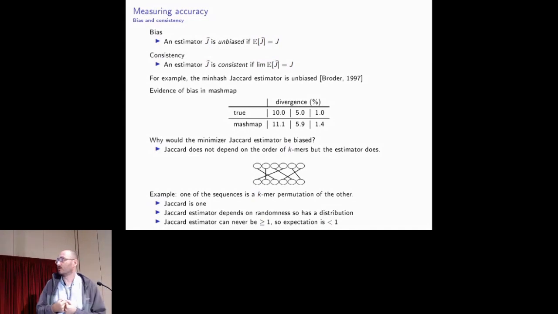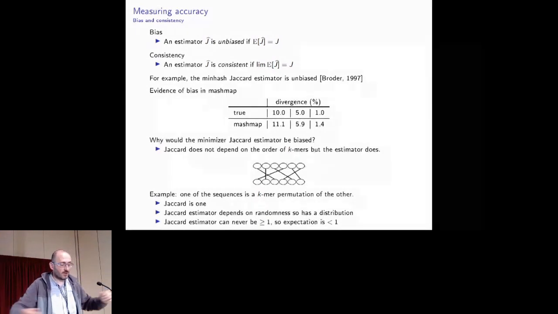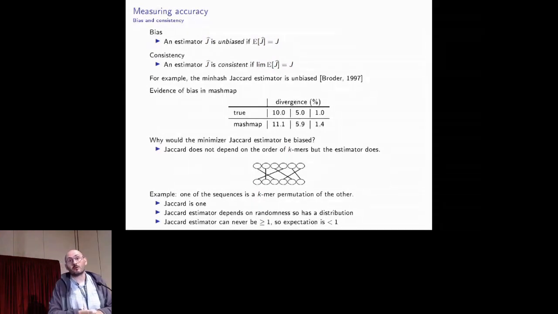Now, the first intuition, which is actually quite incomplete, but it's a start, is that the Jaccard does not depend on the order of k-mers in your sequence. It's just two sets and you measure the size of the intersection. But the estimator does depend on the order, because whether or not a k-mer makes it into a sketch depends on what other k-mers are nearby. Okay, so in this way, the order of the k-mers on the sequence does affect the estimator.